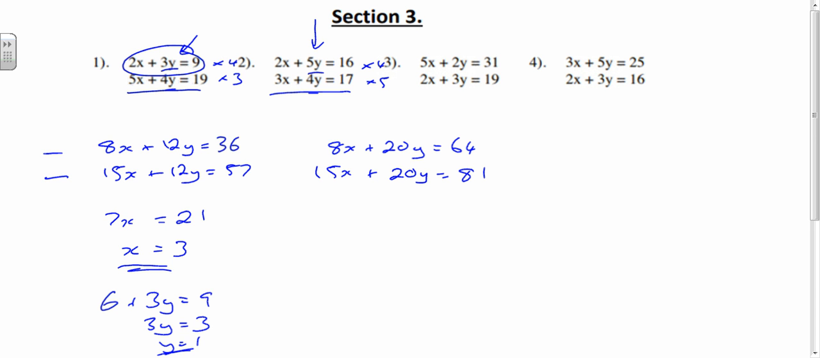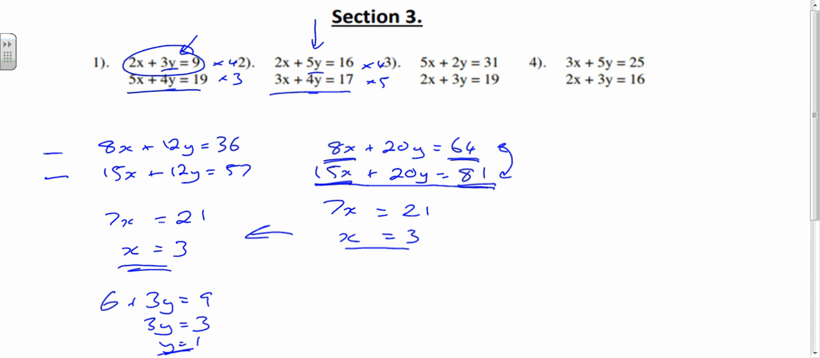So 15x take away 8x equals 7x. The y's disappear. 81 take away 64, because remember you're doing this one take away this one. Just be really careful with that, because sometimes if these two numbers were switched around, you'd end up getting minus 21. But in this case you don't. You do 15x take away 8x, so 81 take away 64. So 7x equals 21, which, just like this one here, means that x equals 3.